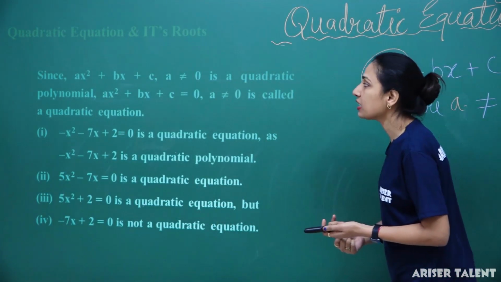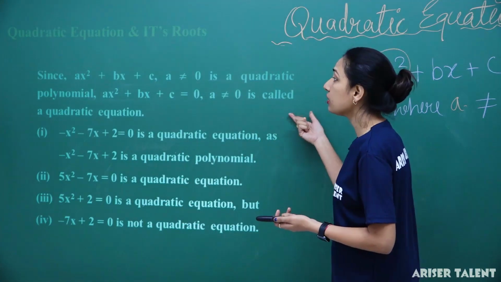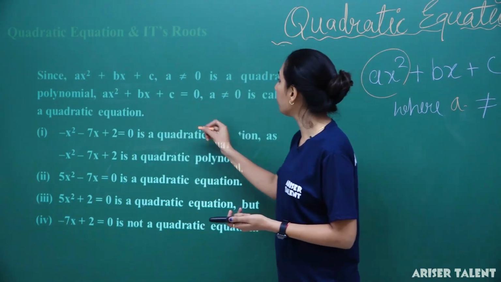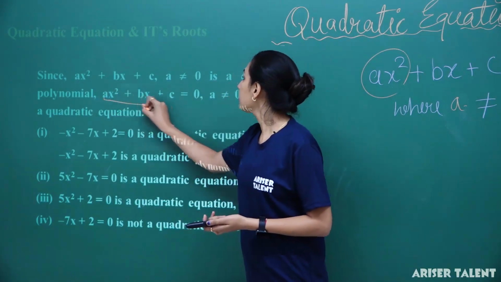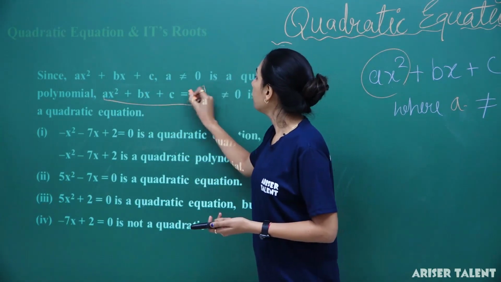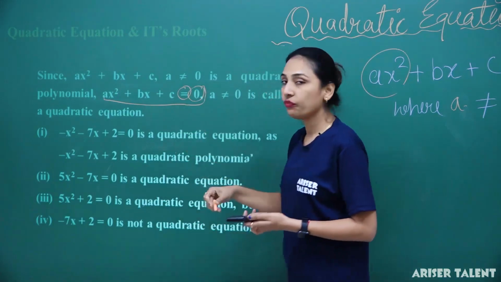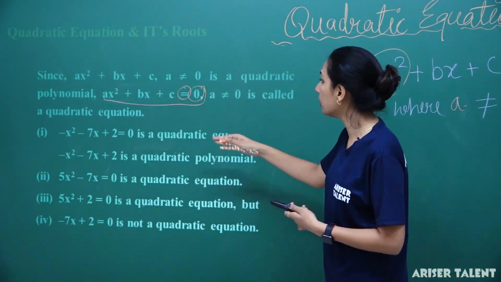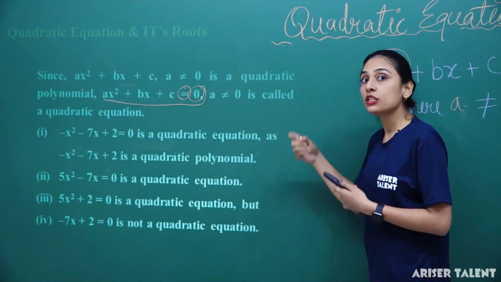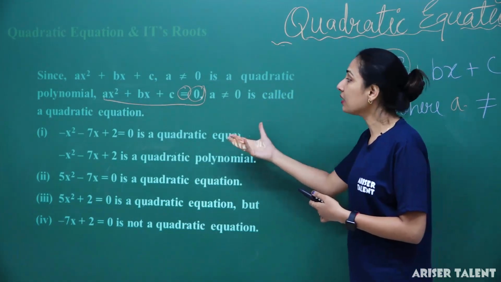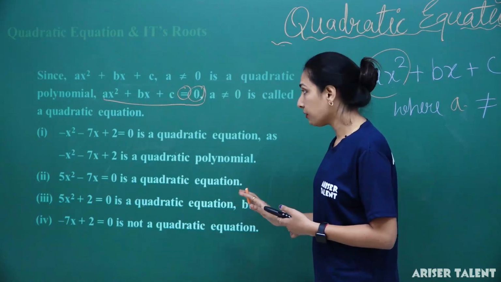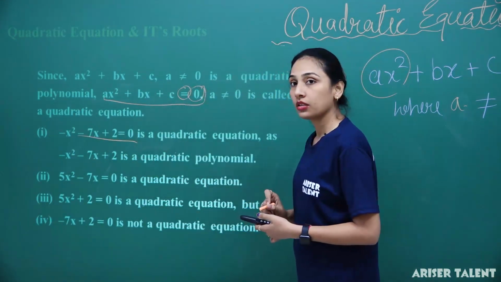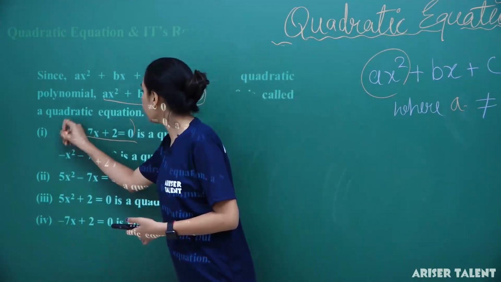ax square plus bx plus c equals to 0, where a is not equal to 0, is called a quadratic equation. What is a quadratic equation? When we put this with an equal sign and 0, we equate it to something. We have something in the RHS and LHS, then we'll know that this particular polynomial expression will convert into a quadratic equation.